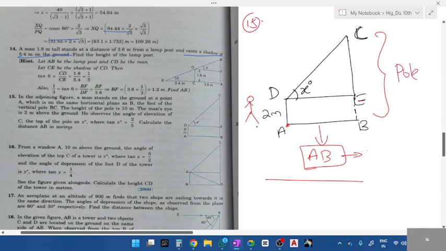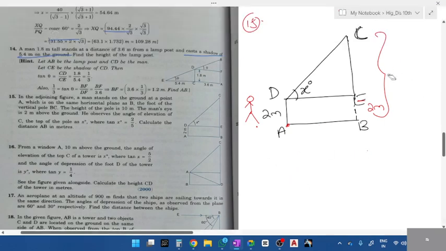Which one is the vertical pole? Can you see? BC is the vertical, so this entire thing is the vertical pole. Okay, what is DAEB? Is DAEB a square or a rectangle? Rectangle. If DA is 2 meters, what about EB? That also would be 2 meters. Fine, 2 meters is given.